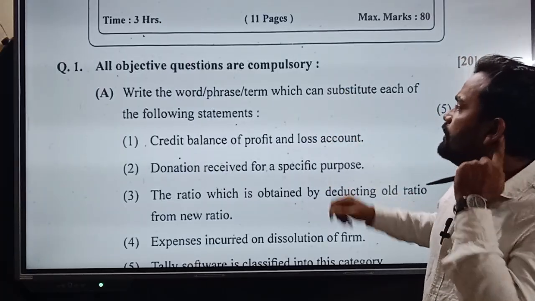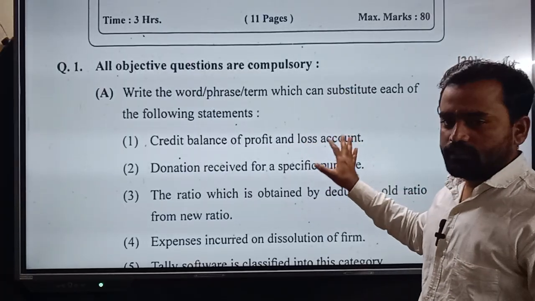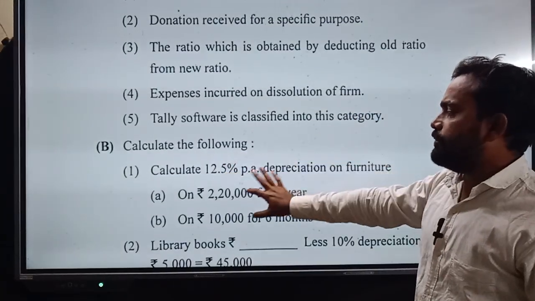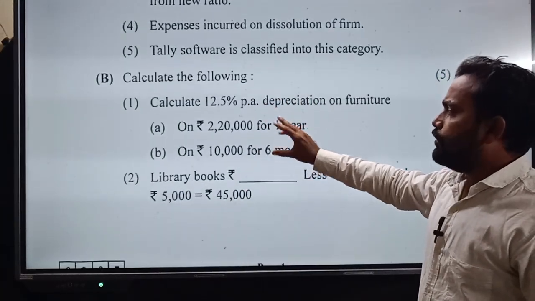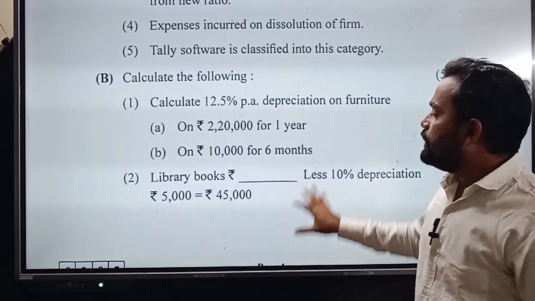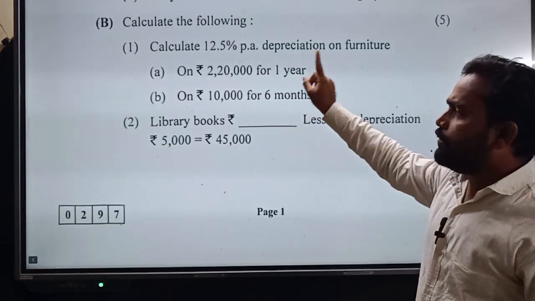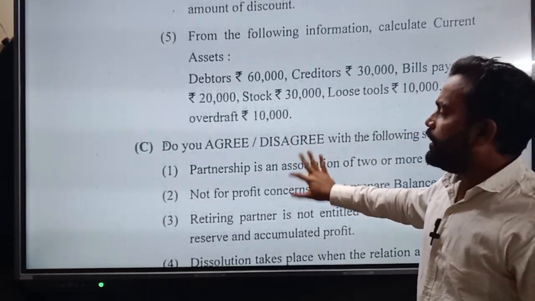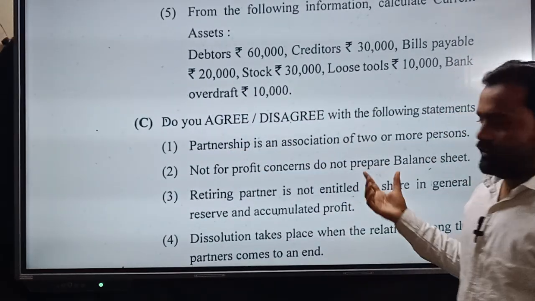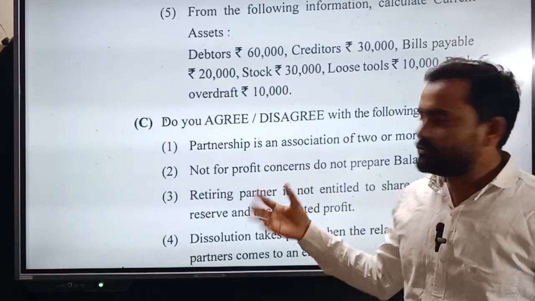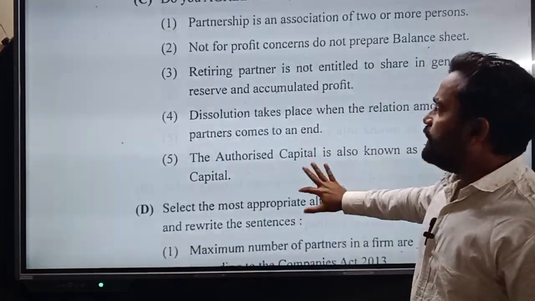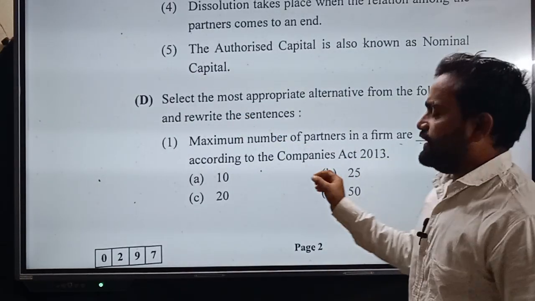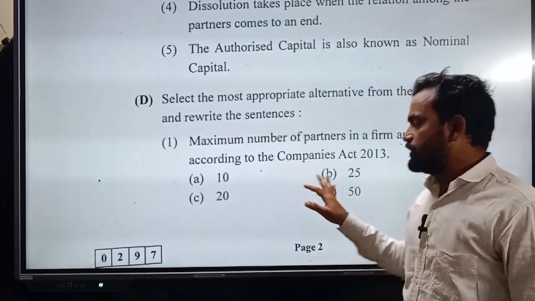In question number 1, the first part is write the one phrase or term. This is a 5 marks question. Second one, calculate the following. In these questions we have some calculations. Every question is 1 mark. Third bit, agree or disagree, this question is true or false. This is a 5 mark question. Then D, select the most appropriate alternative, means MCQ type question. This is a 5 mark question.